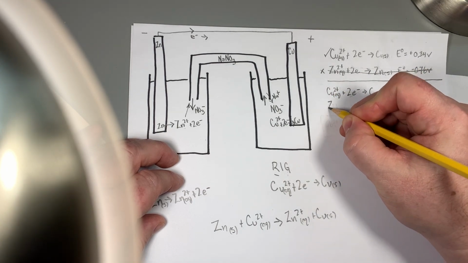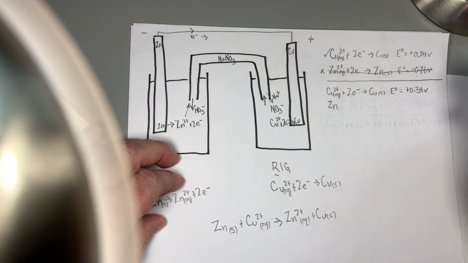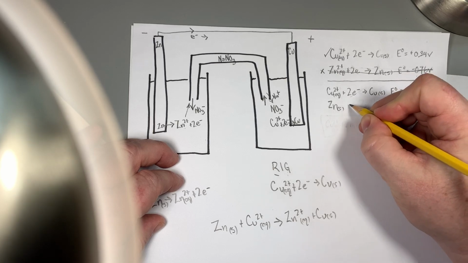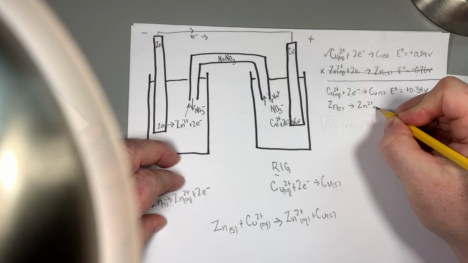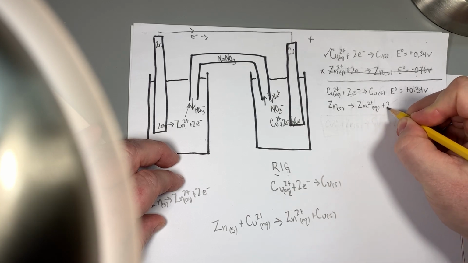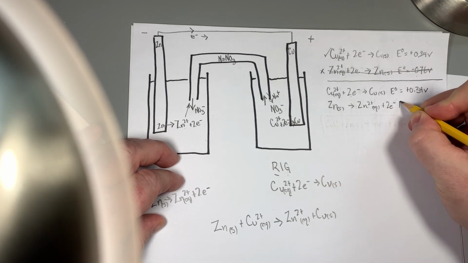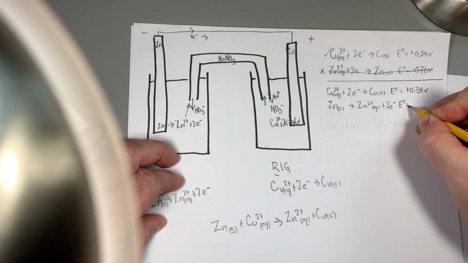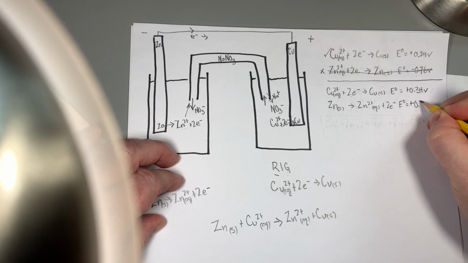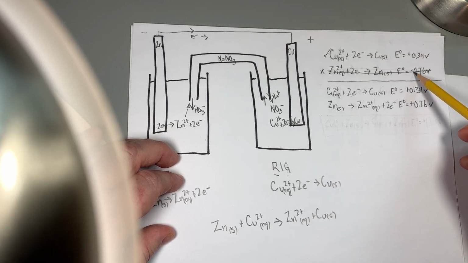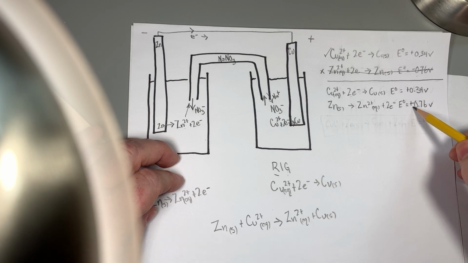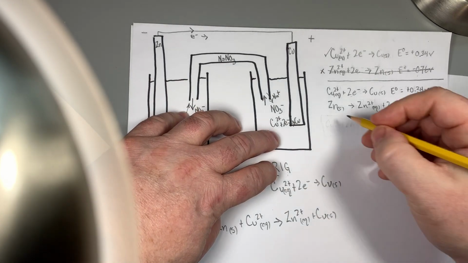So if I flip that reaction, Zn will produce Zn2+ plus 2 electrons. E naught is equal to positive 0.76 volts. The only change is I change the sign because it's no longer a reduction. It's now an oxidation. I've reversed the reaction and I reversed the sign of E naught.